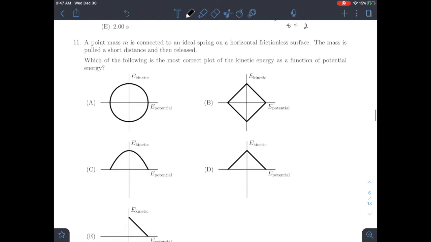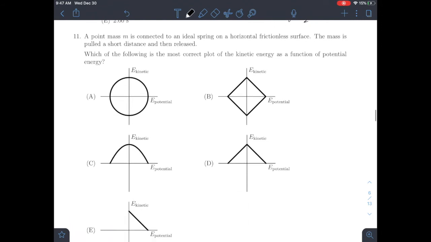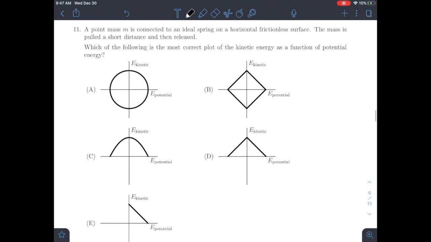Question number 11. A point mass m is connected to an ideal spring on a horizontal frictionless surface. The mass is pulled a short distance and then released. Which of the following is the most correct plot of the kinetic energy as a function of potential energy? Well, there are some weird graphs down here, 5 graphs.